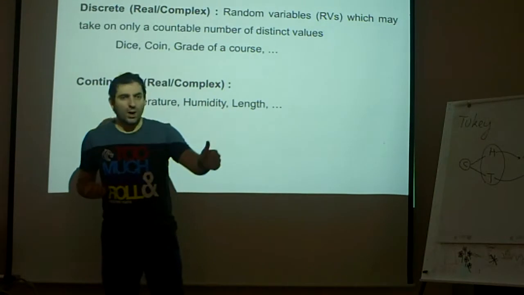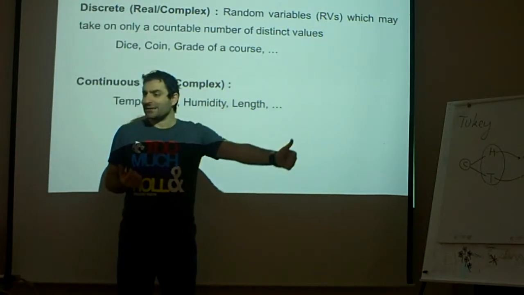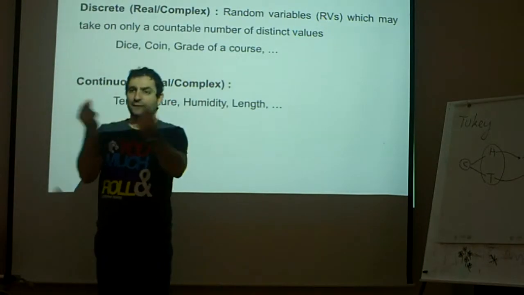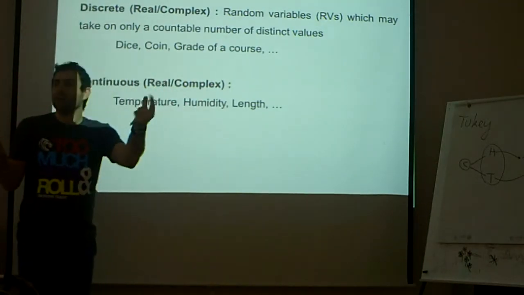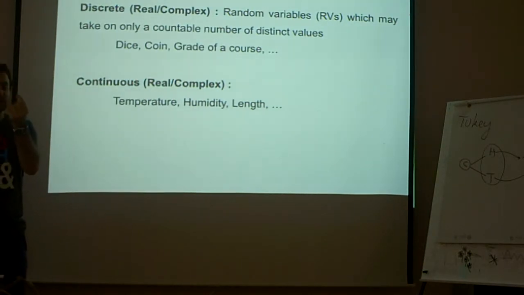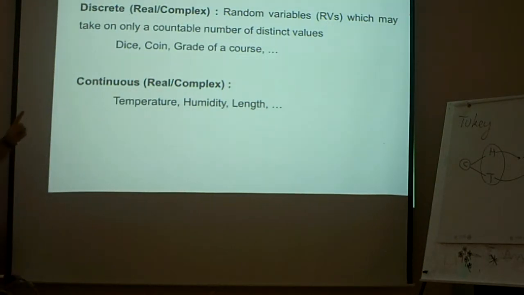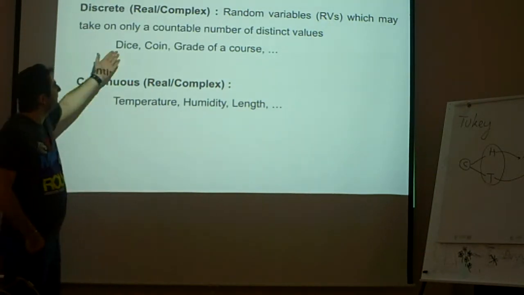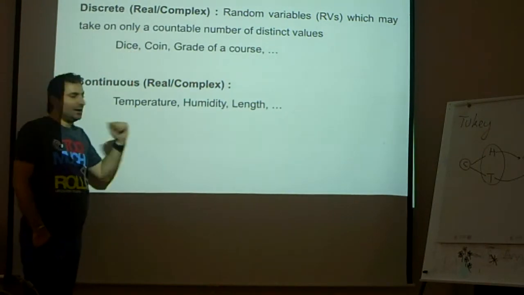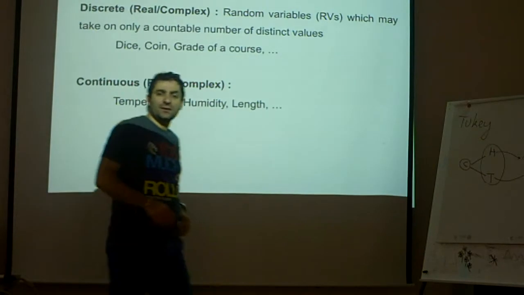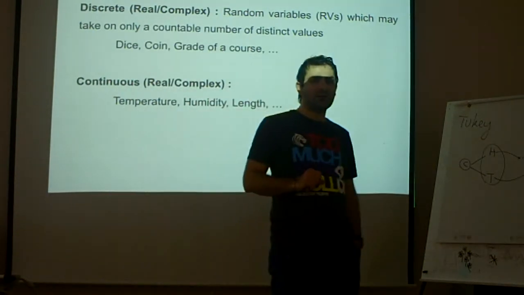So numbers 1 to 1 billion is discrete, but the interval between 0 and 1, if it is floating point, then it's infinity, it's continuous, because we have infinitely many numbers between 0 and 1. So this is something that we have to be very careful about. Now the examples that we see in the class will be a die and a coin as the discrete ones, and temperature or height or length as the continuous ones.